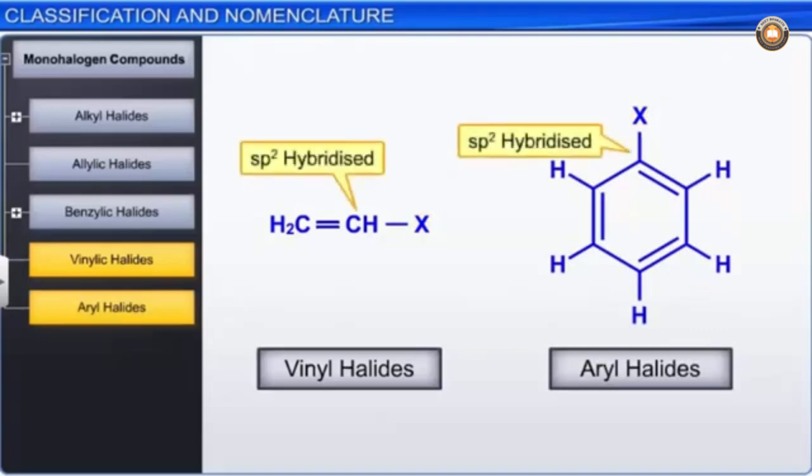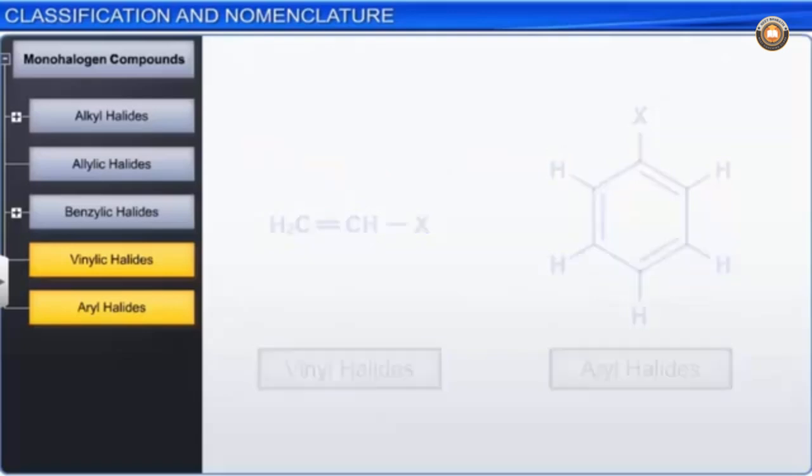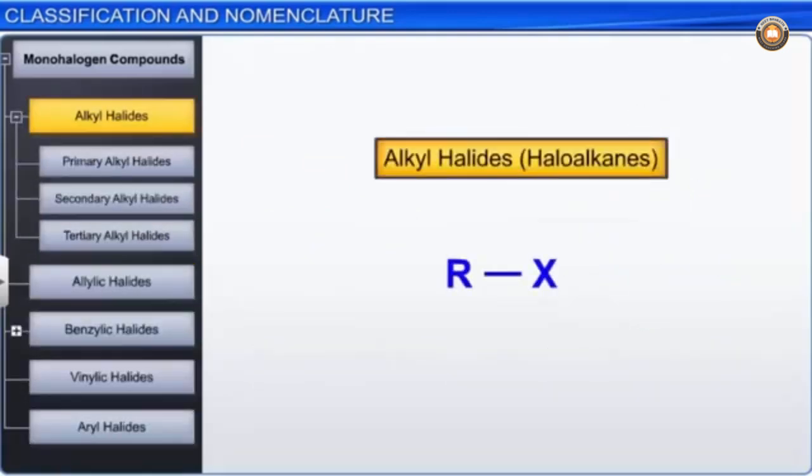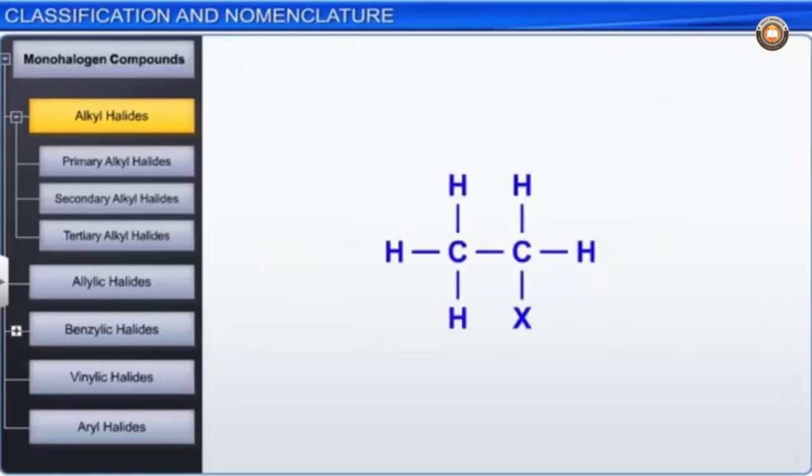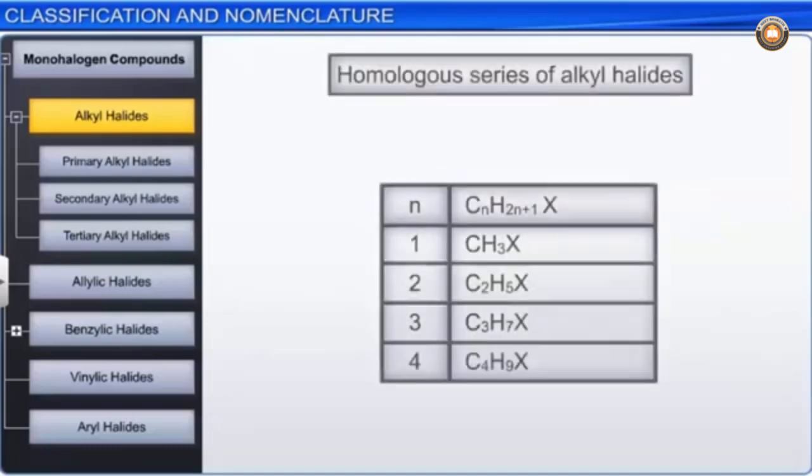We'll start with the alkyl halides, or haloalkanes, which have the general formula RX. R here represents an alkyl group. In these compounds, the halogen atom is bonded to an sp3 hybridized carbon atom. The homologous series of alkyl halides can be represented by the formula CnH2n+1X.